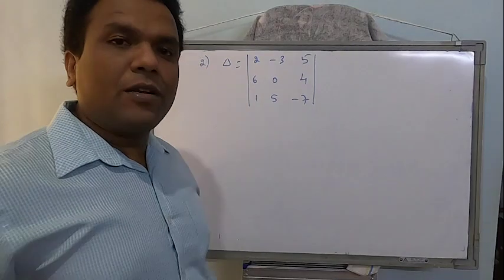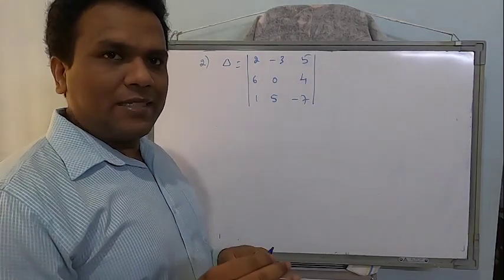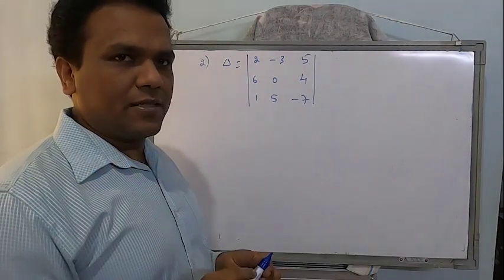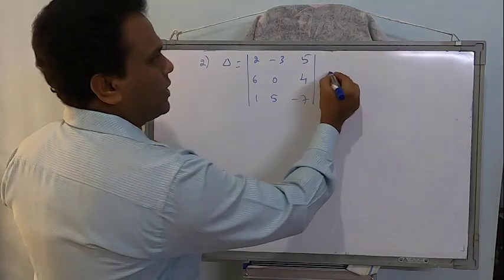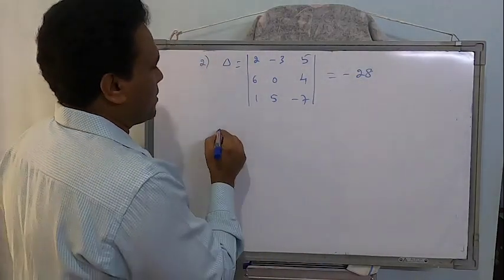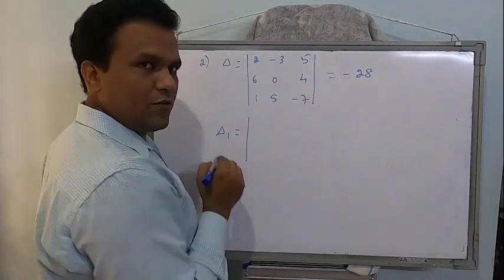I should verify property number 2. What is the statement of property number 2? The value of the determinant changes by a sign if 2 rows or 2 columns are interchanged. Correct, right? So first let me expand. I already know the value of this one is minus 28 because I have done it in the previous problem, right? So let me construct a new determinant delta 1 by interchanging the first and the second row.